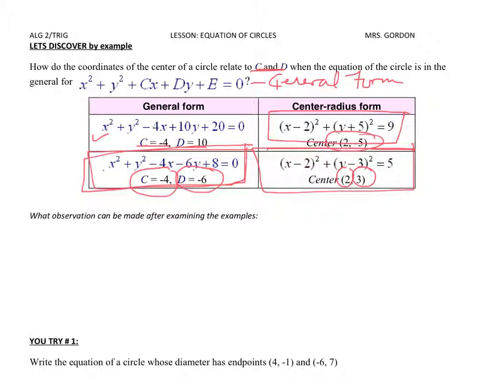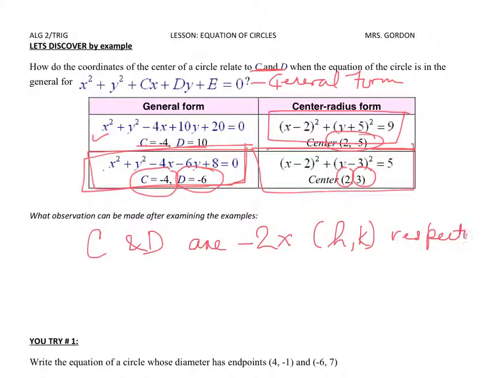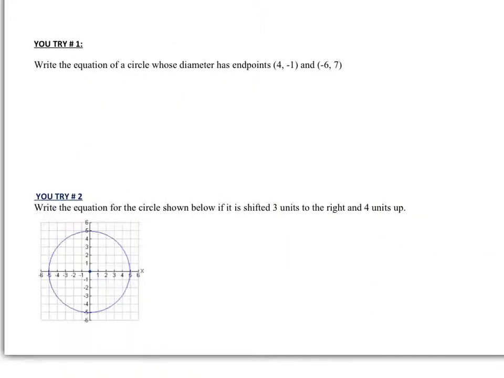Alright, so what you notice is that C and D are -2 times H and K respectively. If you take H and K, you multiply it by -2, you'll get C and D. Ain't that something?